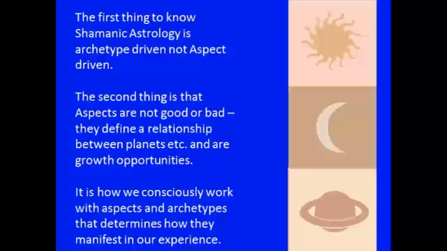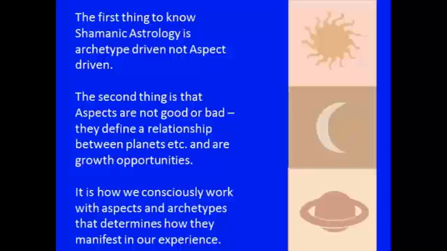So the first thing I'd like you to know and really impress upon you is that from the perspective of shamanic astrology, it is archetype driven and not aspect driven. There are some forms of astrology that really focus heavily on the aspects, but we really look more at the relationship and how the planets are talking to each other based on the archetypes that they're in. Yet the aspects are important, and we do find that certain signs, certain modalities and elements will aspect each other in a specific way. So we're looking at those aspects as a way of gaining deeper understanding.